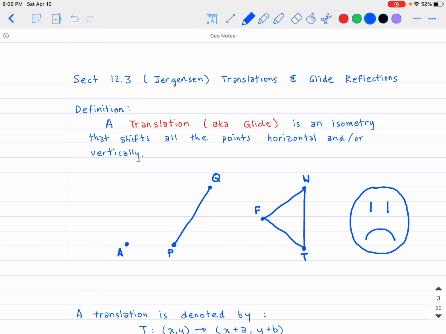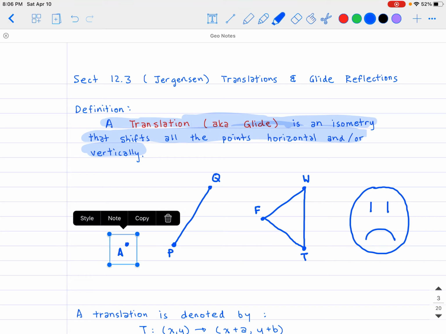So in this section, we're going to learn about something called translation. Let's go ahead and define that first. A translation, also known as a glide, is an isometry, first of all. So meaning that the shape of whatever it is that you're gliding or translating is going to be the same after you move it, such that it shifts all the points in that set horizontally and or vertically. So in translation, you're basically taking a point and moving it left and right, up and down to some other location.